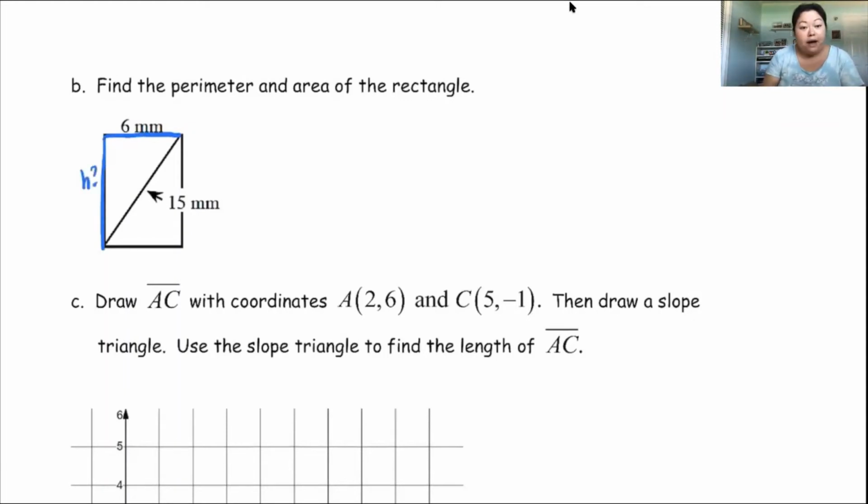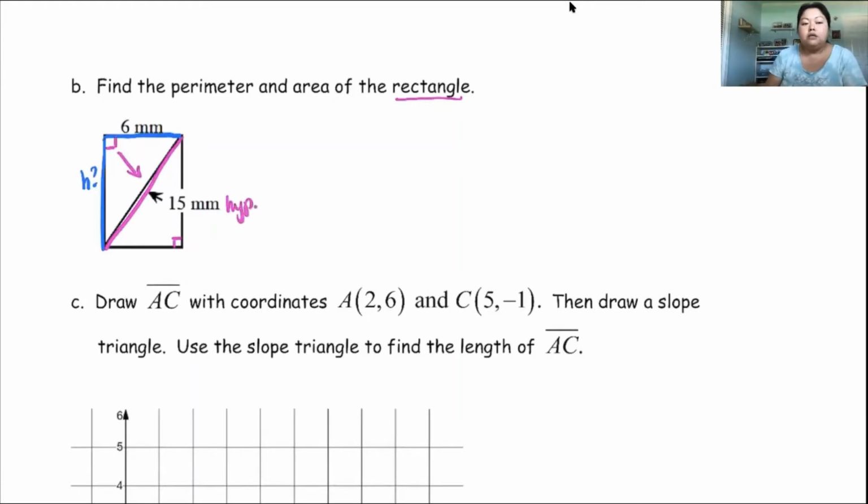I do have this hypotenuse, this side given to me. 15 is a hypotenuse here. Why do I know this is a hypotenuse? Because it tells me this is a rectangle. It's a rectangle, that means all the angles are right angles, and therefore this is opposite of the right angle. Because it's opposite of the right angle, therefore this must be the hypotenuse.